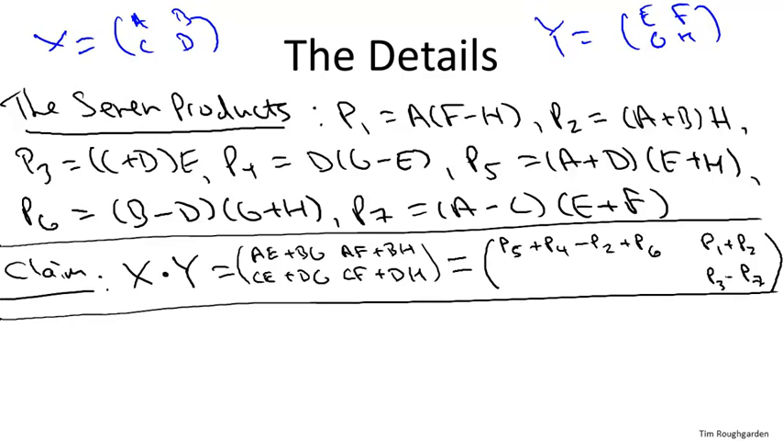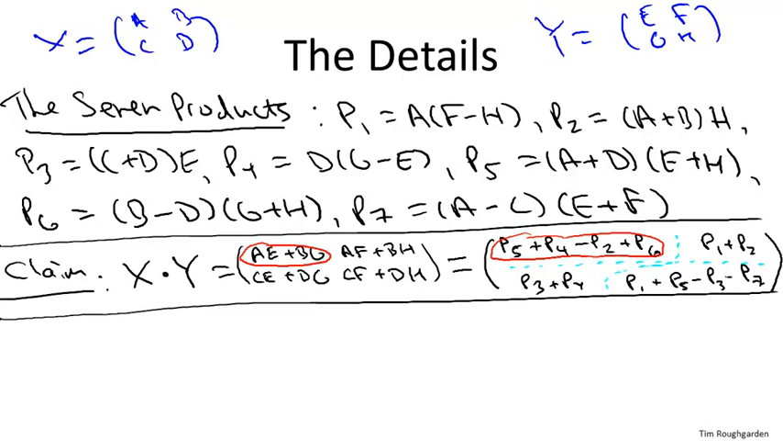So in other words, the claim is that this crazy expression, P5 plus P4 minus P2 plus P6, where those are 4 of the products that we've listed above, is precisely AE plus BG. Similarly, we're claiming that P1 plus P2 is exactly AF plus BH. That's actually easy to see. P3 plus P4 is CE plus DG. That's also easy to see. And then the other complicated one is that P1 plus P5 minus P3 minus P7 is exactly the same as CF plus DH. So all 4 of those hold.